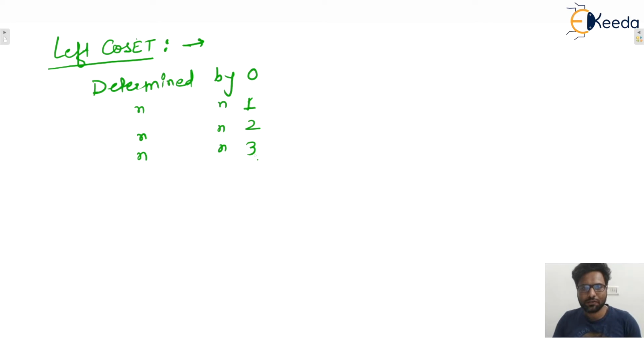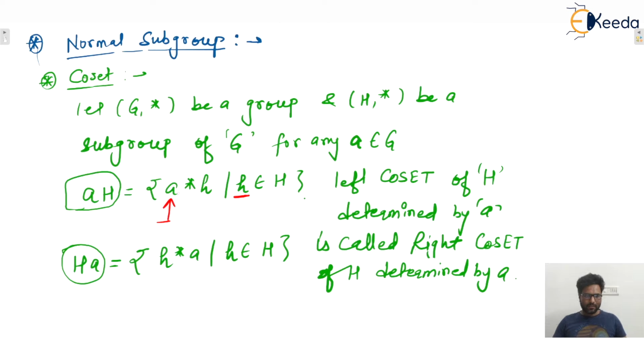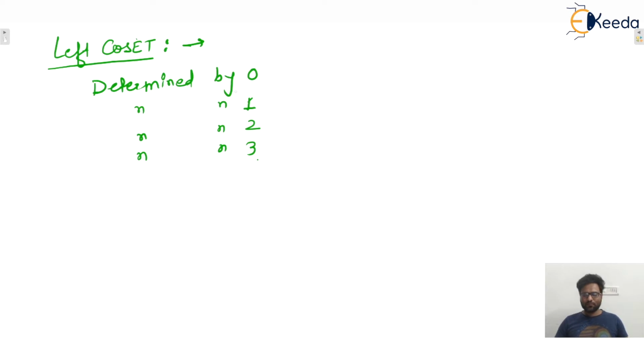So from the definition you can conclude this. Here you can check, A is an element belonging to the given group. In this particular example, there are 4 elements in the given group: 0, 1, 2, 3. So every element of the given group can determine the cosets, left as well as right.